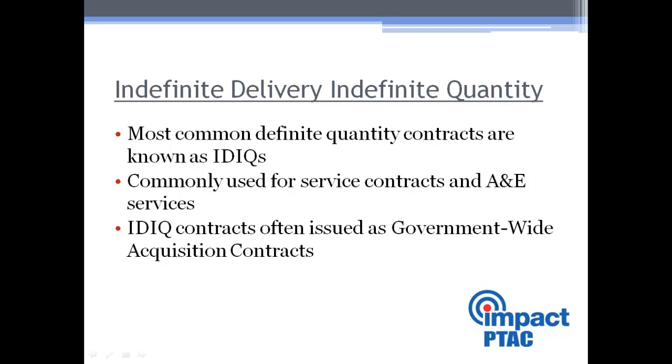IDIQs are most often used for service contracts and architect engineering services. Awards are usually for base years and option years. The government places delivery orders for supplies or task orders for services against a basic contract for individual requirements. Minimum and maximum quantity limits are specified in the basic contract as either number of units for supplies or as dollar values for services.